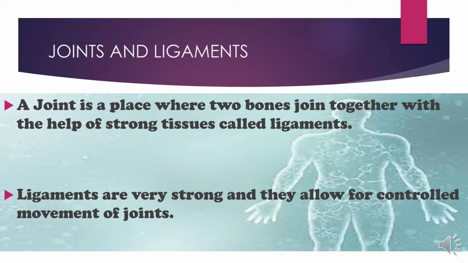And how are these joints connected together? With the help of strong tissues called ligaments. So I hope both the terms joints and ligaments are clear now. Now ligaments are very strong and they allow for controlled movement. I am again specifying on this word. Controlled movement means to a certain limit you can rotate, or to a certain limit you can fold or move your joints. Ligaments allow for a controlled movement of joints so that the bones do not displace from their position. Okay.